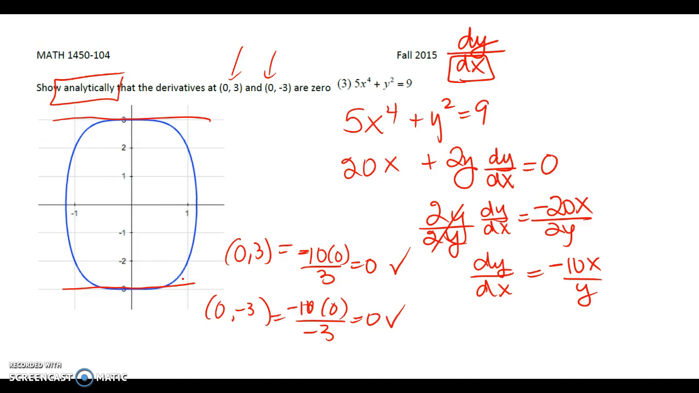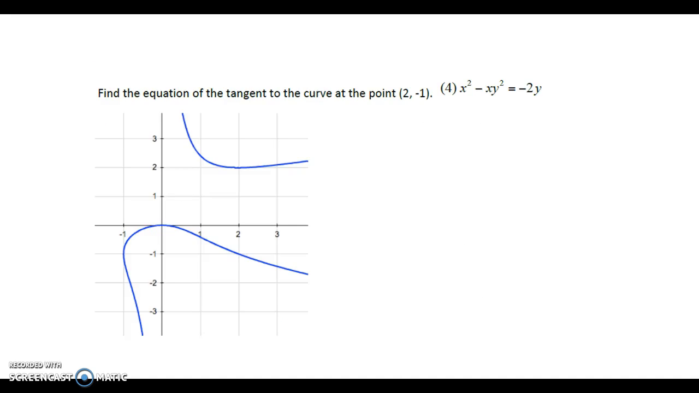Those are horizontal lines, which have a slope of 0. So it makes complete sense. All right. Find the equation of the tangent line to this curve at this point. Now we've done this with quadratics and everything else, haven't we? We have to find the slope at this point, and that's found by taking the derivative and plugging that point in. So let's do this.